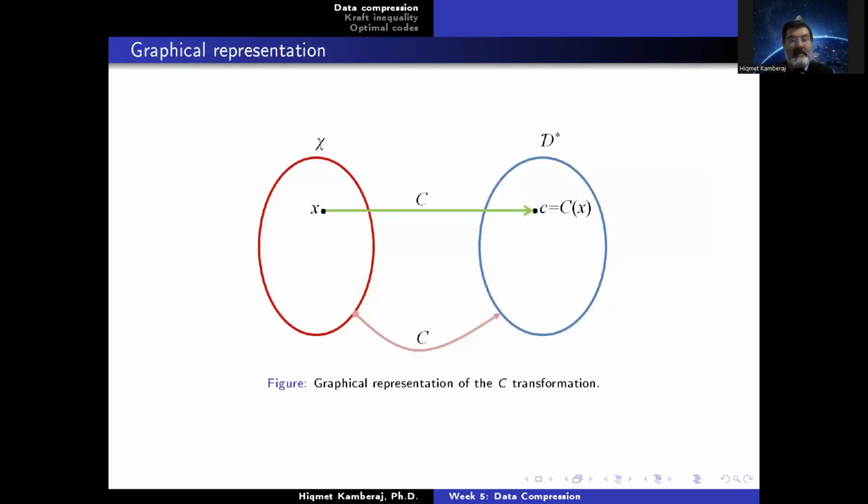with length L of x of the code C of x. If you want to represent it graphically, this will be a transformation from the set chi to the set D star, such that to each element x from chi, it associates another element, an image, c, which is equal to big C of x in D star. And the big C represents a function from chi to D star.